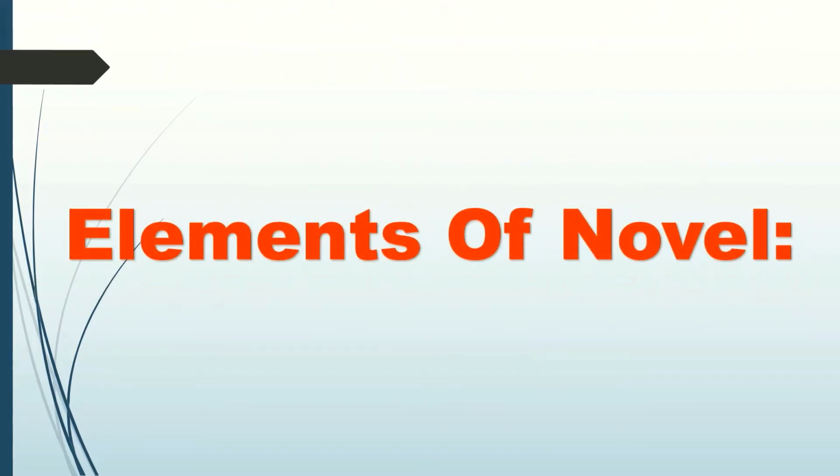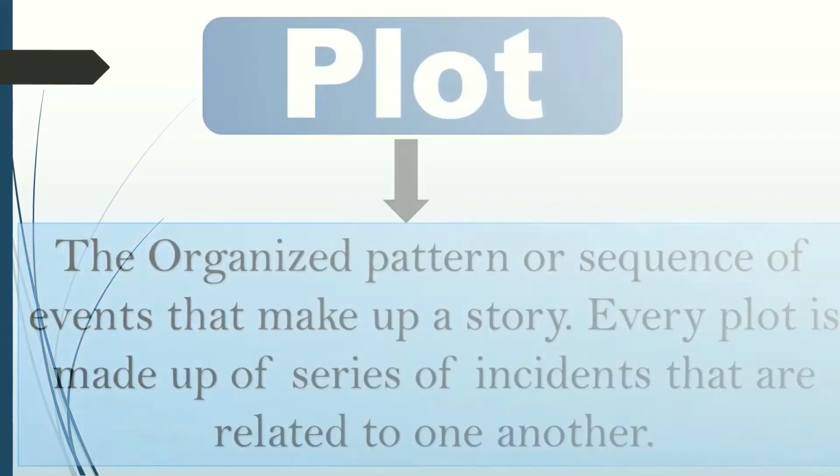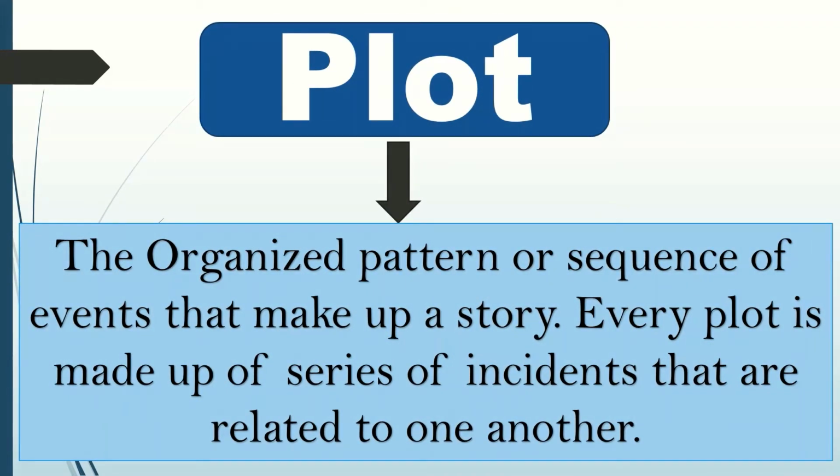Viewers, now let's discuss in detail what the important elements of a novel are. The very first and most important element of a novel is plot, and plot is the organized pattern or sequence of events that make up a story. Every plot is made up of a series of incidents that are related to one another. In other words, it is the systematic arrangement of all the important events and accidents happening in a novel or a drama. Their proper sequence is called plot.